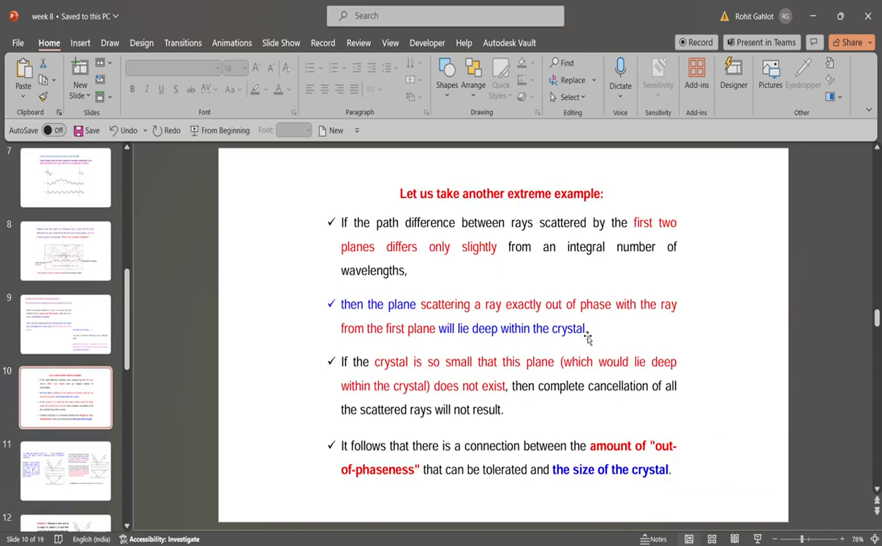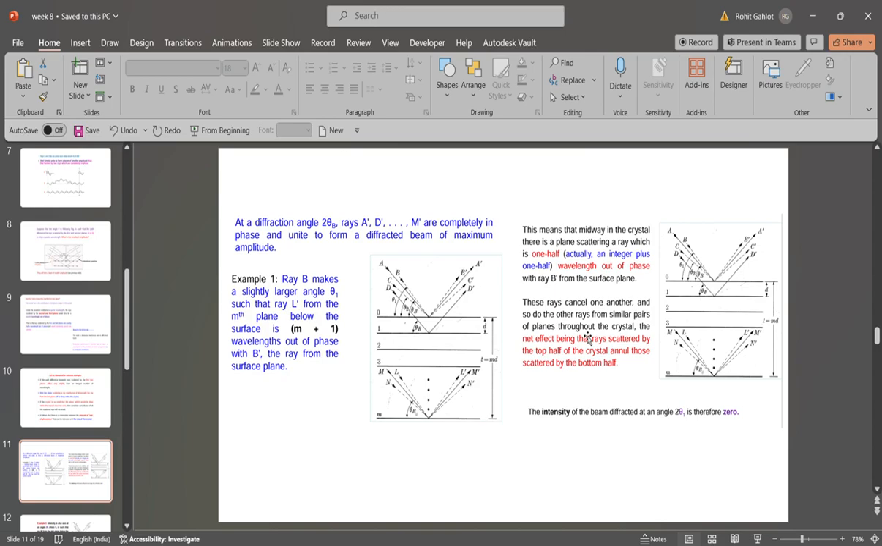So now let's take an example. If the path difference between the rays scattered by the first two planes differs only slightly from an integral number of wavelengths, then what will happen? The plane scattering a ray exactly out of phase with the rays from the first plane will lie deep within the crystal. If the crystal is so small that this plane does not exist, then complete cancellation of all the scattered rays will not result. So there is a connection between the amount of out-of-phaseness that can be tolerated and the size of the crystal.